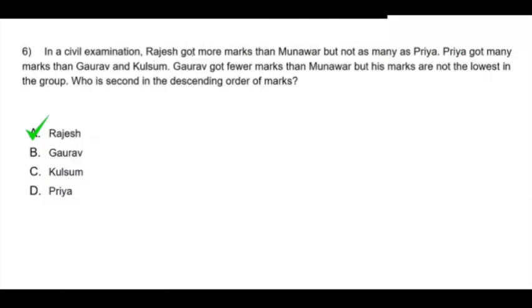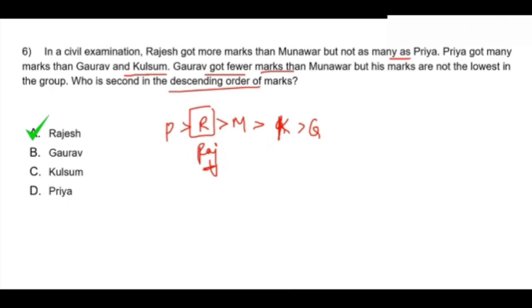In a civil examination, Rajesh got more marks than Munawar, but not as many as Priya. That means Priya got more than Rajesh. Priya got more marks than Gaurav and Kulsum. Gaurav got fewer marks than Munawar. Now this can be Gaurav in this case, but his marks are not the lowest. That means here this should be Kulsum, this should be Gaurav. Now who is the second in the descending order? Rajesh. A very easy question this is, everybody.